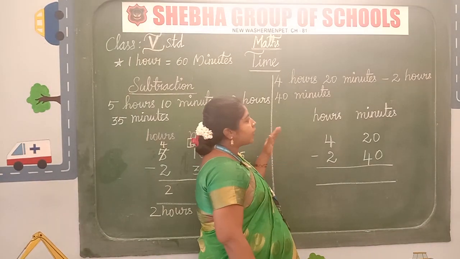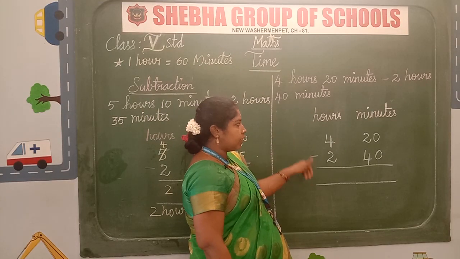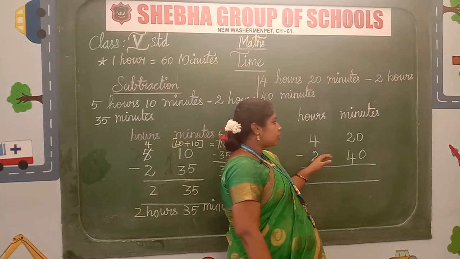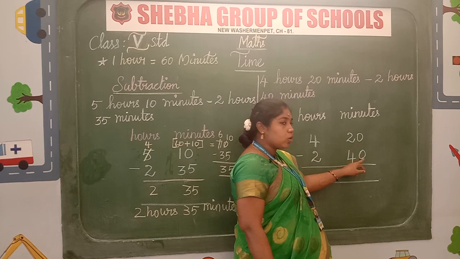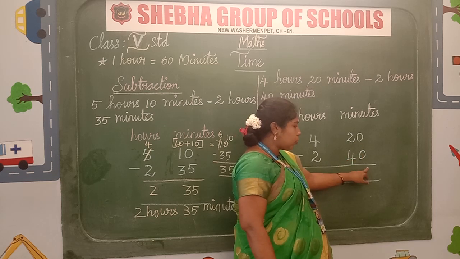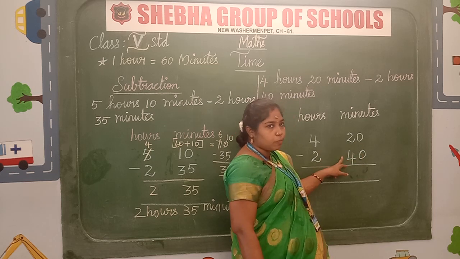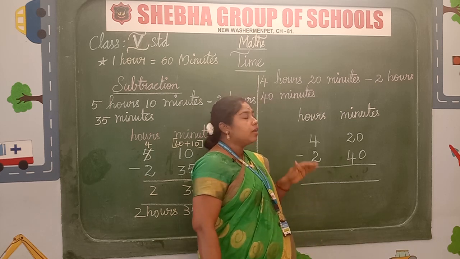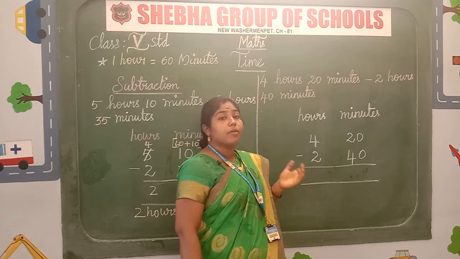4 hours 20 minutes, 2 hours 40 minutes. Now observe the sum, children. 0 minus 0 we can subtract and put 0. But 2 minus 4 is not possible. What we have to do, children? We have to borrow a number from the hours.